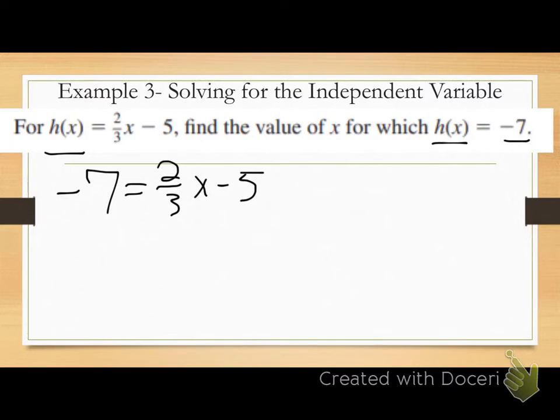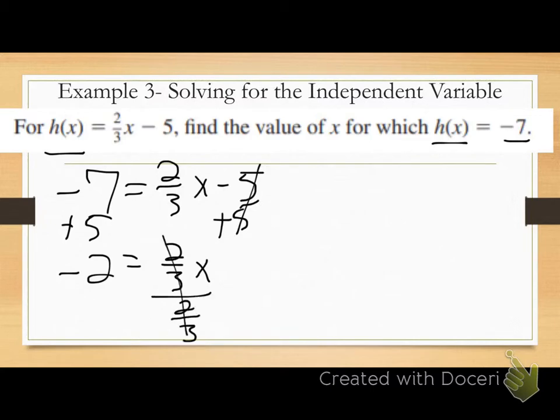Say that again? Solve it like an equation. Yeah, solve it. I'm going to solve for what? X, because I'm finding the value of x when my y value is negative 7. Yep, I'm going to add 5 to both sides, trying to get x by itself. Negative 7 plus 5. Negative 2. Okay, how would I get x by itself now? Divide by 2/3. So what do we get?